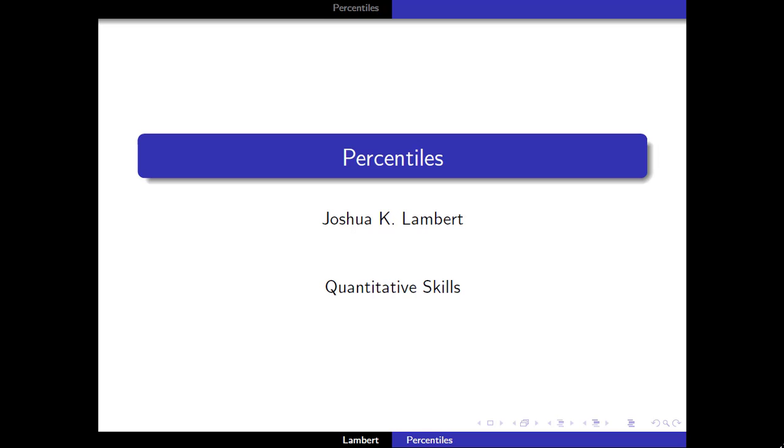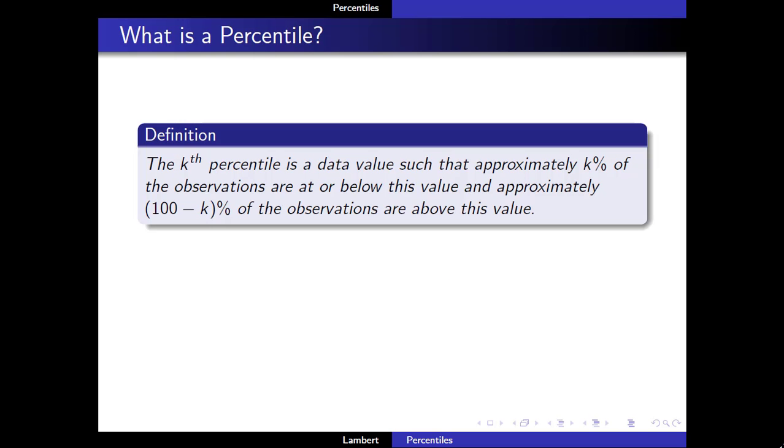Hi folks, today we're going to be talking about percentiles and how you encounter them in your daily lives. So, you've probably heard about taking a test and scoring in the 80th or 90th percentile, or a child having a height in the 75th percentile. What does that actually mean?